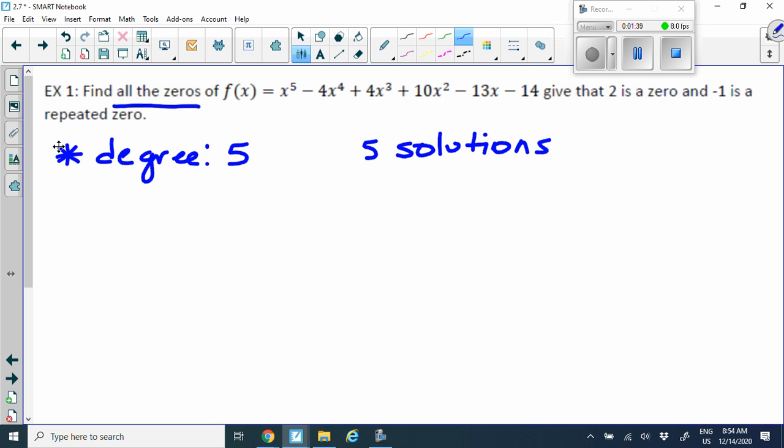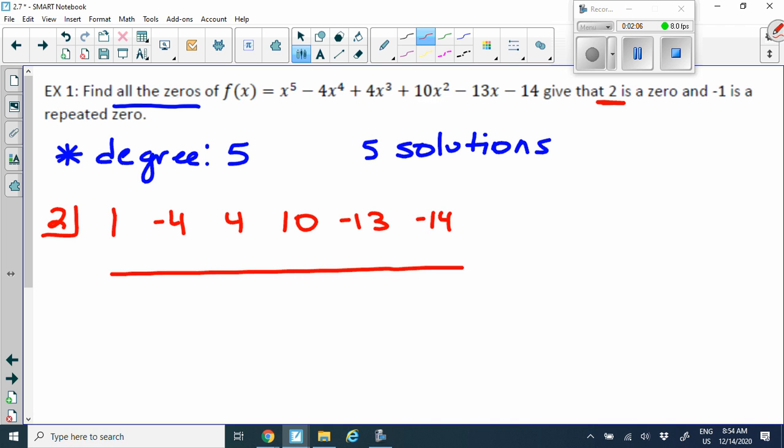Now, they have given us these zeros, just like we did in 2.6, so we're going to use synthetic division to help us. Let's start with the given zero of 2. So I do 2, I do my box, and I do my synthetic division. If you would like to practice synthetic division, go ahead and pause this video to do this first step. 1, -4, 4, 10, -13, and -14. Notice here that I don't have any missing terms, so I don't need to use 0 as a placeholder.